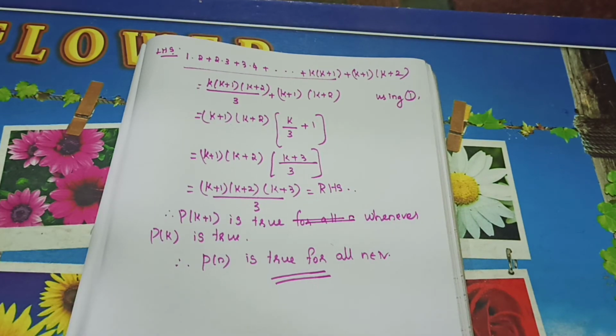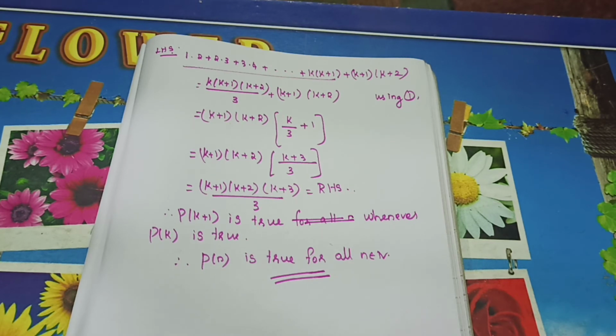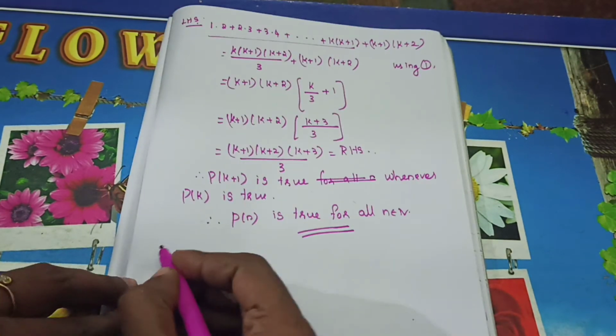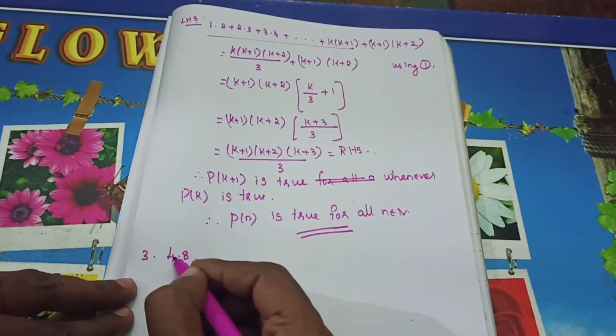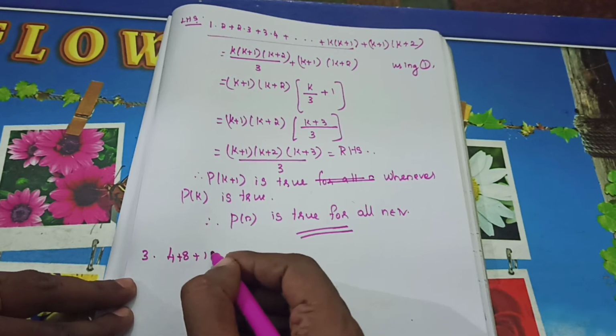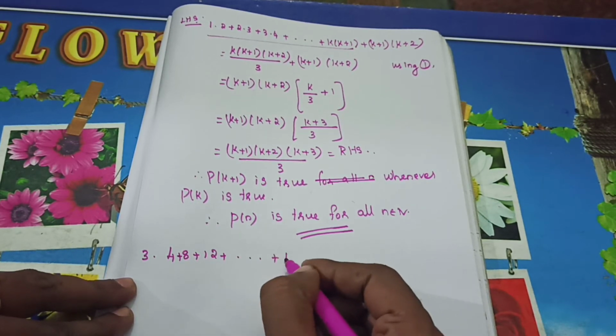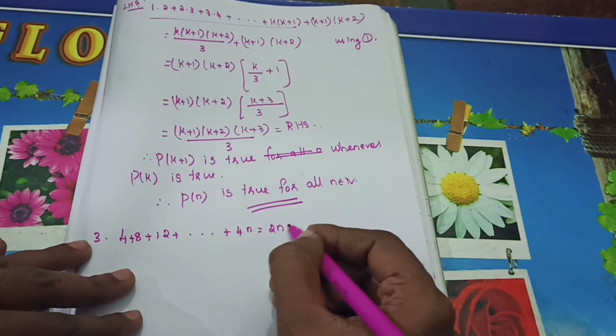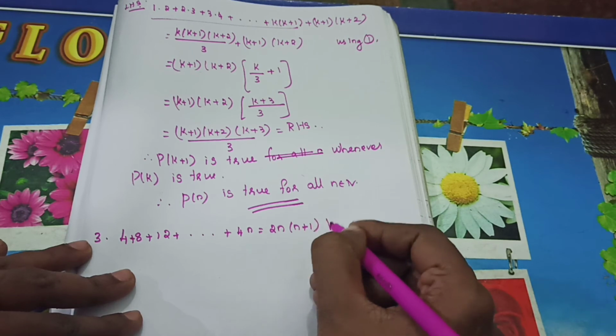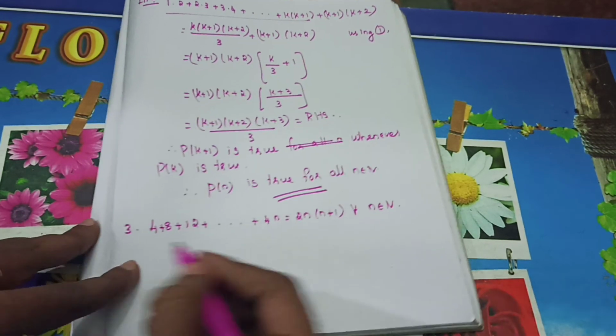Understand? So these are the problems you can do as homework, but this section is very important. Because of that I am doing everything, so do it correctly. Okay. Let's move to the next question. Problem number 3. 4 plus 8 plus 12 plus etc. plus 4n equal to 2n into n plus 1 for all n belongs to N.